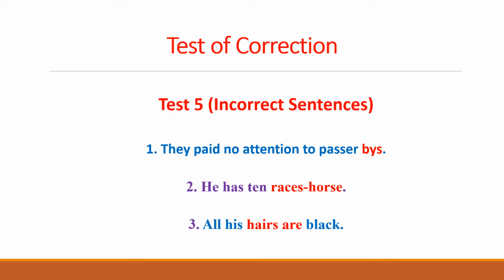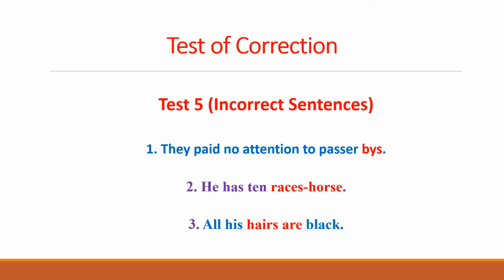Now we come to test number 5, in which again the test has been arranged to test the understanding of the rules that have been taught to you in the previous classes, and the purpose of these tests is to enable you to understand whether you have completely comprehended those rules or not. And secondly, it also focuses on revision, because these would help in revising the rules of correction that you have already studied.